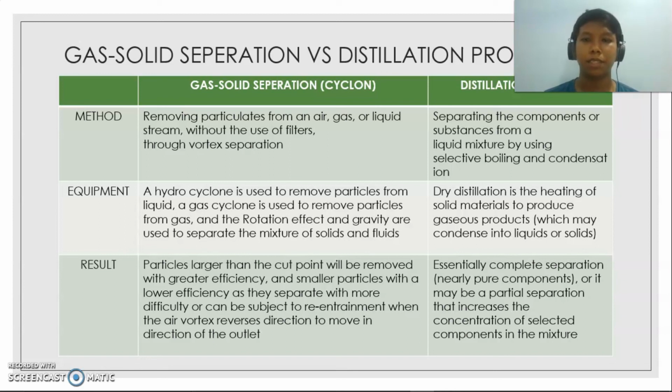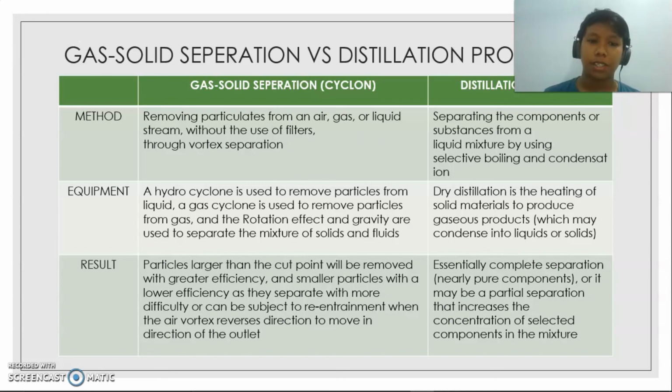For the distillation process, the equipment used is dry distillation. Dry distillation is the heating of solid material to produce a gaseous product, which may condense into liquid or solid. The result we get from this process: for gas-solid separation in cyclones, particles larger than the cut point will be removed with greater efficiency, and smaller particles with lower efficiency, as they are more difficult to separate or can be subject to returning when the air vortex reverses direction to move toward the outlet.